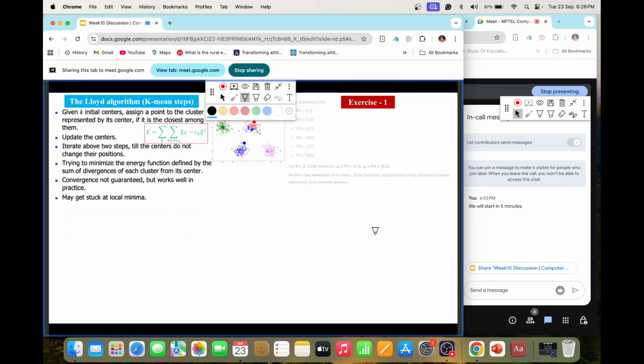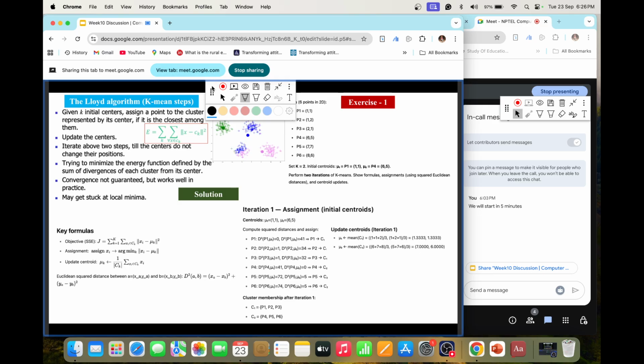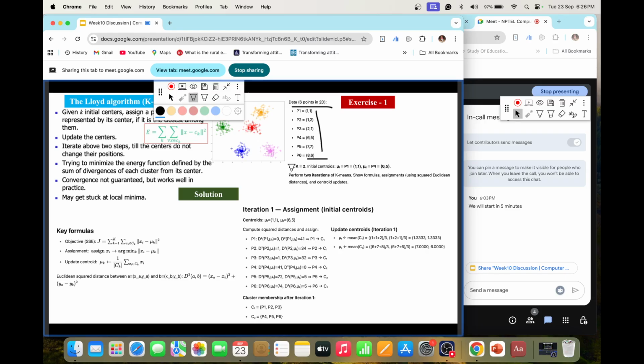Now this is nothing but all the steps, so I will just explain it with an example that will be more clear to you. So we have these 6 data points. Okay, p1 is (1,1), p2 is (1,2), and similarly p6 is (8,6). Now it has been told to set k equals 2, that means we have 2 clusters. Initial centroid is given: mu1 is (1,1), and mu2 is (6,5). Initially the centroids you should consider are these.